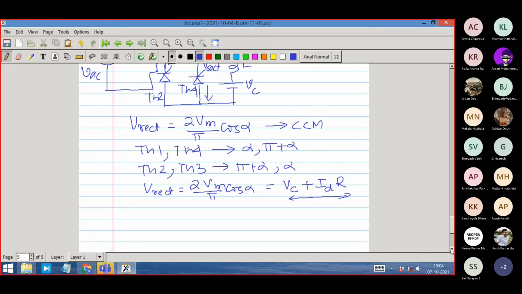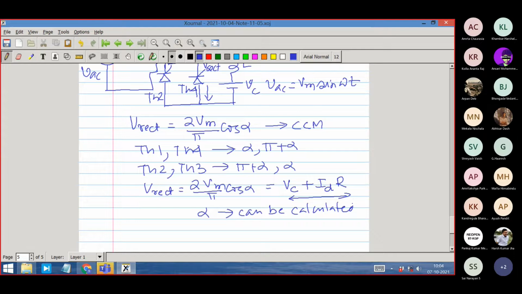So this part of the voltage must be produced by the firing angle alpha, and we can calculate. We know VAC is equal to Vm sin omega t. So we know everything, and from this we can decide what firing angle would be required. Alpha can be calculated.